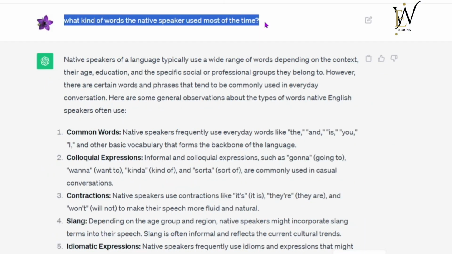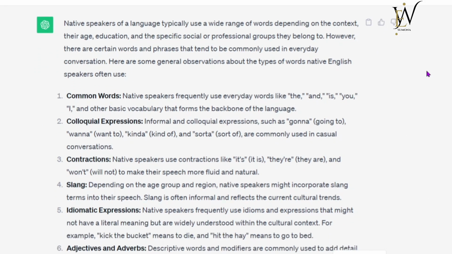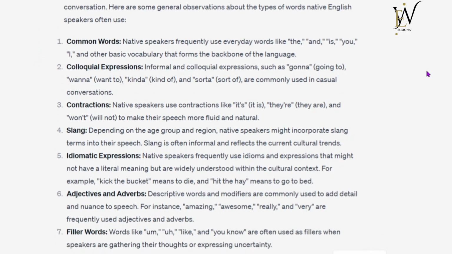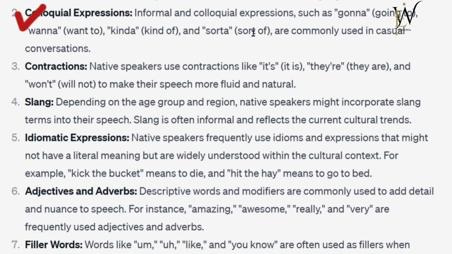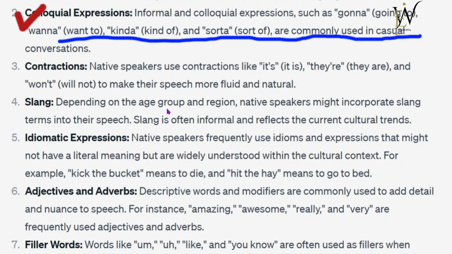My next question is, what kind of words do native speakers use most of the time? Number one, common words, we all know this. Then colloquial expressions. Informal and colloquial expressions, for example, gonna for going to, wanna for want to, kinda for kind of, and shorter for short of. They're commonly used in casual conversation.